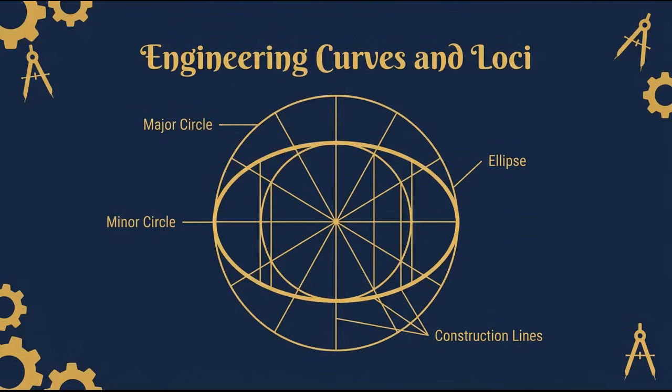Now let us define a few special loci, which trace the path of a moving point based on specific rules. If you have a circle rolling without slipping along a straight line, a fixed point on its circumference will trace out a locus called a cycloid. If you have a fixed square or circle and you unwind a taut string from its base, the free end of that string produces a curve known as an involute.